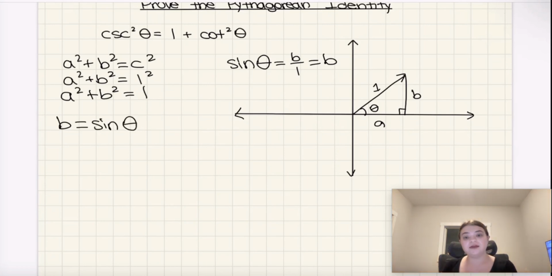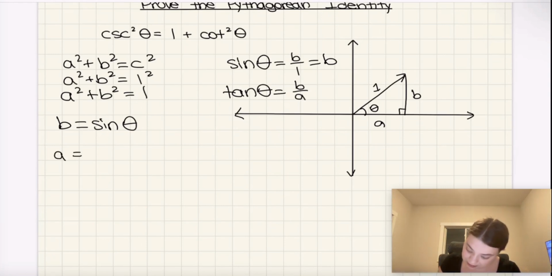So there we go. And then what about cotangent theta? Well, cotangent theta is just the inverse of tangent theta, and tangent theta is equal to the opposite over the adjacent, so b over a in this case. Then I'm going to swap a and tangent theta and say, okay, well, a is equal to b over tangent theta. And then we can do another swap because we know b is equal to sine theta already. So a is equal to sine theta over tan theta, since b is sine theta.